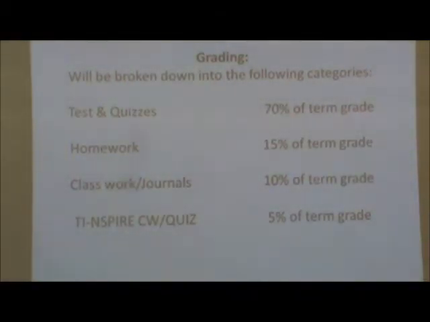For the grading in this course, as you can see, it will be broken down in the following categories. Tests and quizzes are 70% of the term grade. All tests and quizzes are announced. There are no surprise pop tests or quizzes in this course. Homework is 15% of the grade, and as you hopefully saw in the syllabus that you signed when your student brought it home, homework is graded on a 0 to 4 scale. Occasionally I'll do it by the number of problems, but most commonly a 0 to 4 scale based on completion.